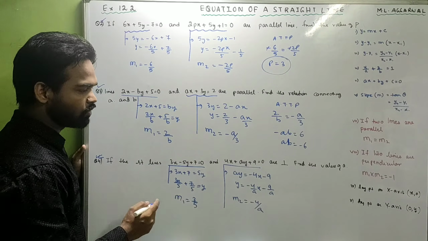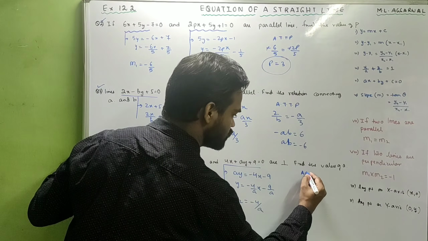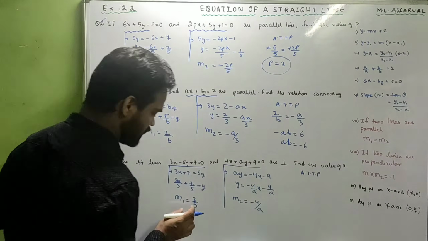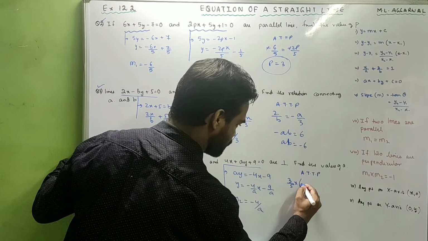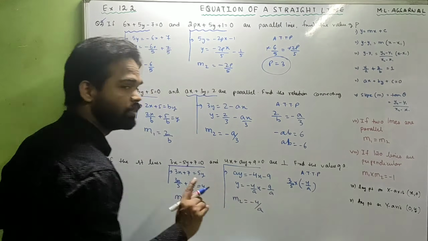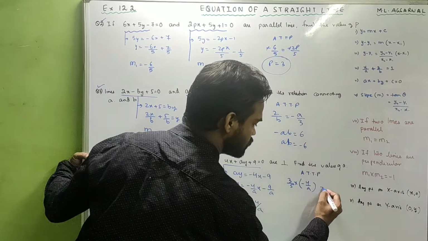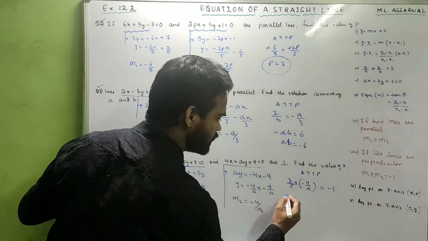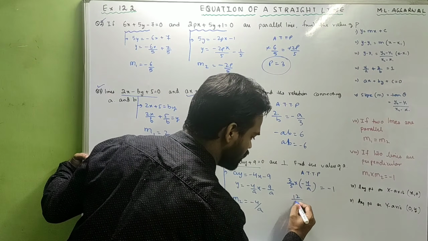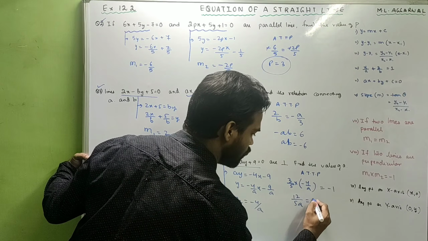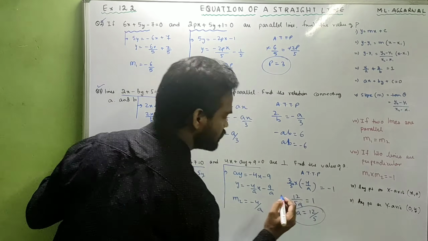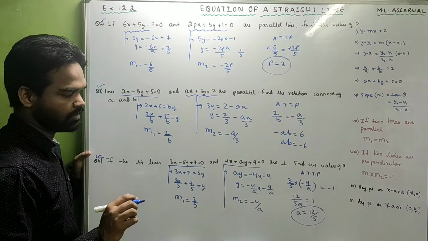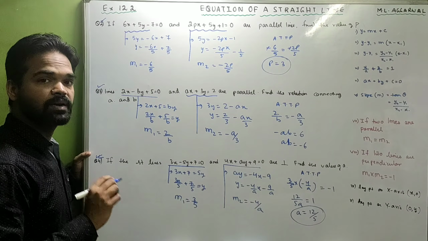Now, they are perpendicular, which means according to the problem, if I multiply them, 3 by 5 multiplied by minus 4 by a, the product of the slopes is equal to minus 1, which means minus minus cancels. 12 by 5a equals 1, which means a equals 12 by 5. So that's your answer. Clear? Now let us look at the next sum.